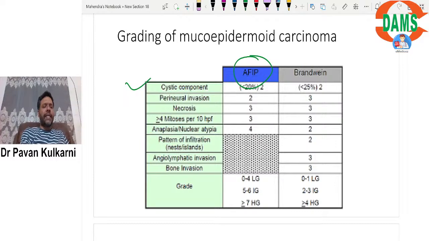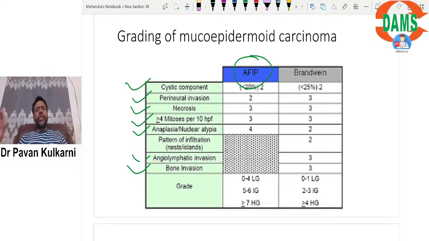Cyst, how much part is there? Perineural invasion, how much is the necrosis? How many mitoses are there? What about the anaplasia? What about the bone invasion? What about the blood vessel invasion? You do not remember these things, don't worry. What question you can expect here is, based on these criteria, we can grade mucoepidermoid carcinoma as LG, IG and HG.